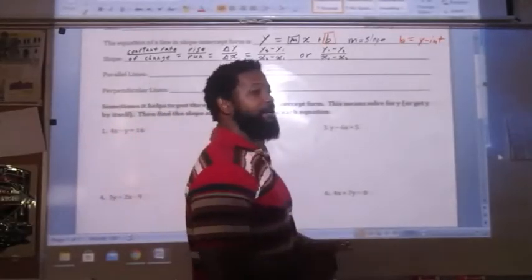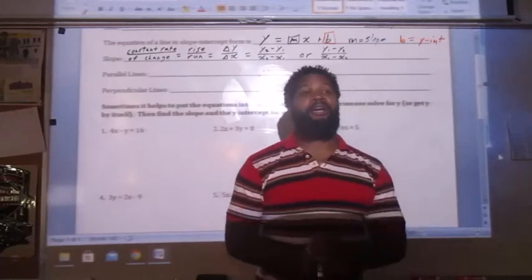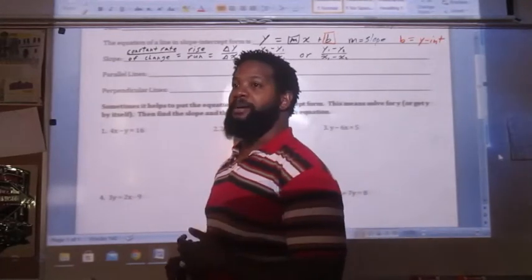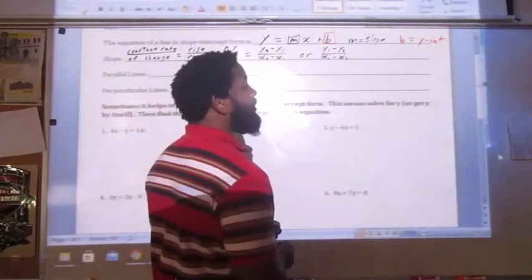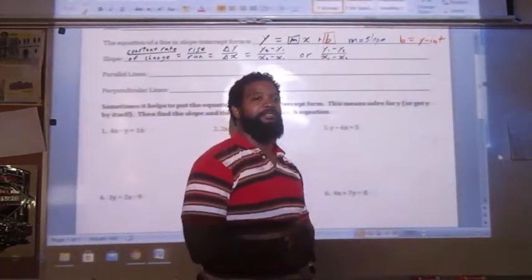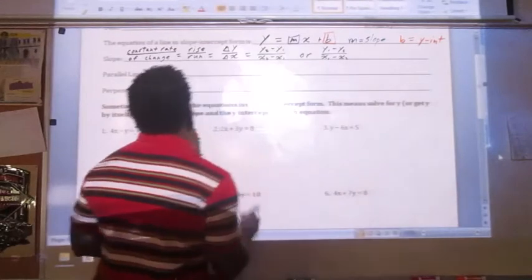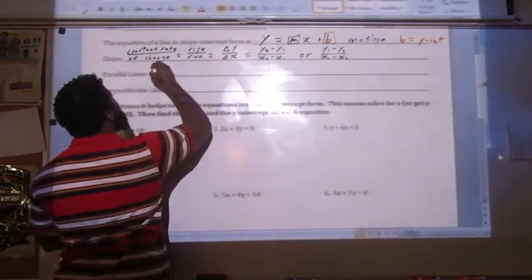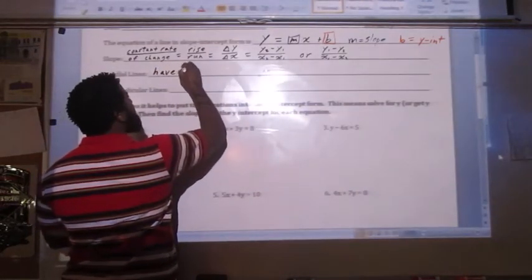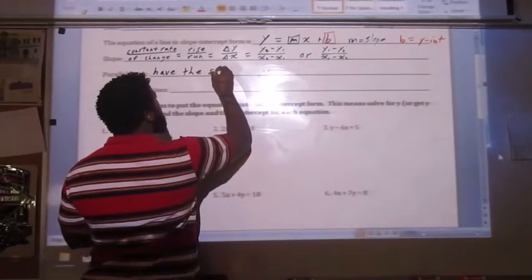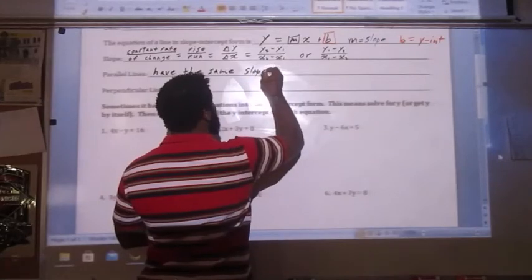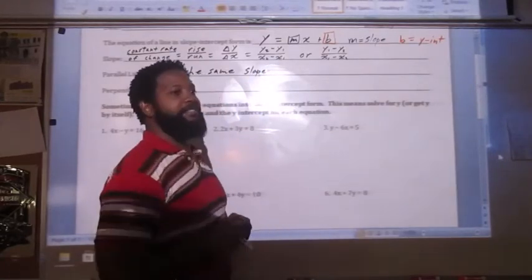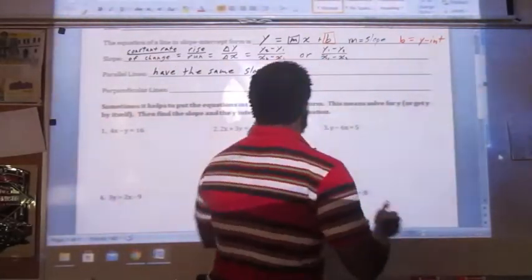Okay, so parallel lines and perpendicular lines. You need to understand. I first introduced parallel lines by them being cut by a transversal, at the beginning of this chapter. Now, we're going to focus on slopes. Parallel lines have the same slope. They will never touch.